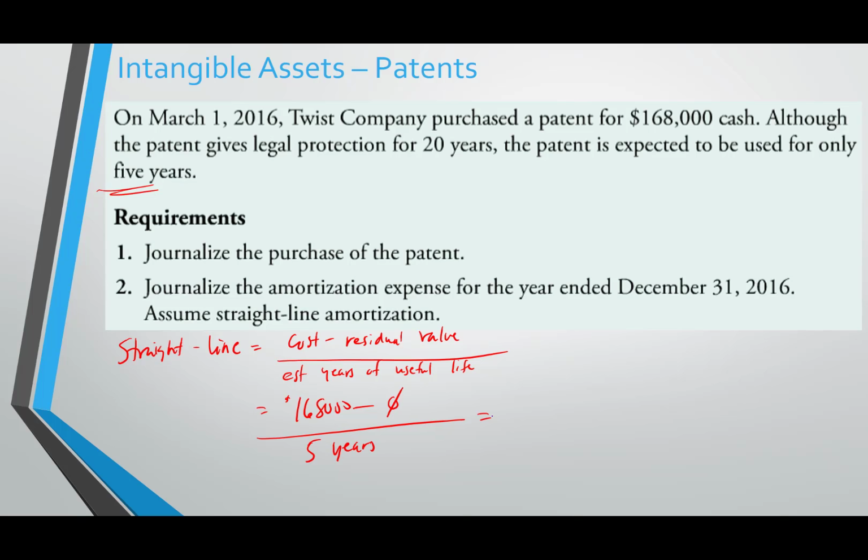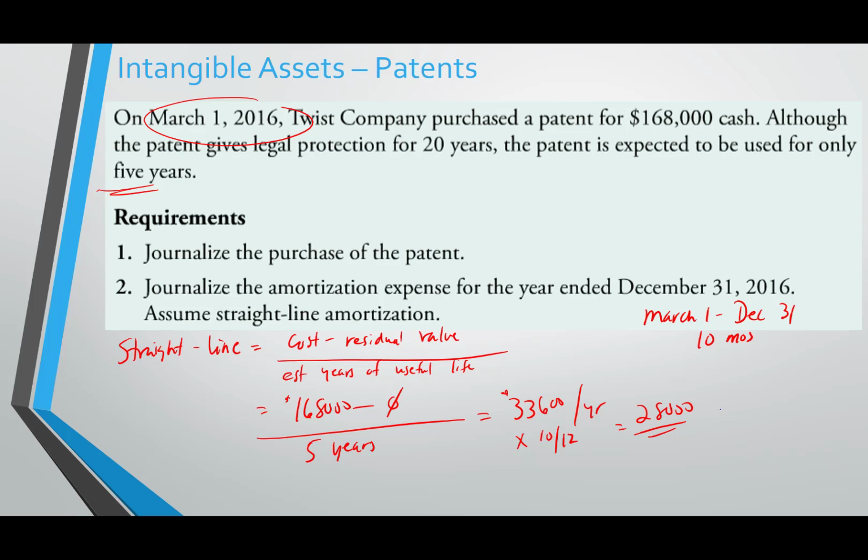we get $33,600 per year. Now the thing that you've got to be careful of here is that we purchased this on March 1, so we only have to go from March 1st all the way through December 31st. If we think about that, the only months that would be excluded would be January and February. So obviously this would be 10 months. So we have to multiply this by 10/12. And once we do that, we get $28,000 for 2016 amortization expense.